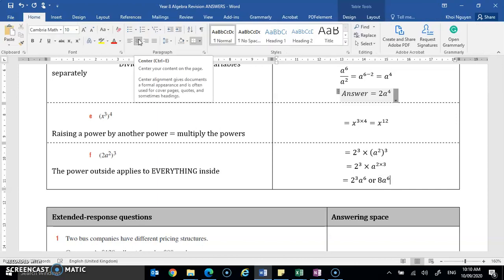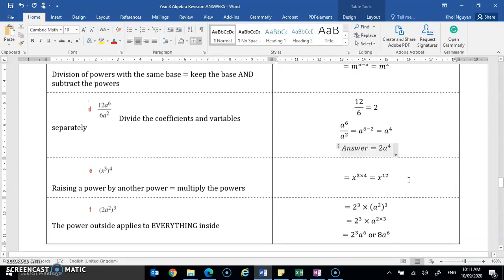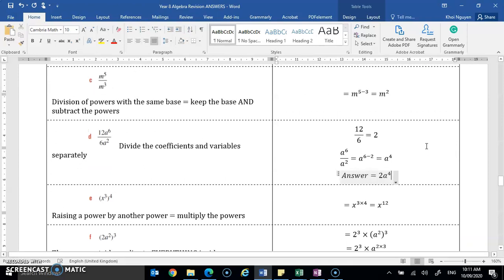Now, like I said, you do not have to work out what 2 to the power of 3 is. I am quite happy for you to leave it like that. A lot of times it may be easier to leave it as a power, because sometimes that power can become really big, and it just looks nicer to leave it as a power instead of a really big number. So these are the answers for question 13.